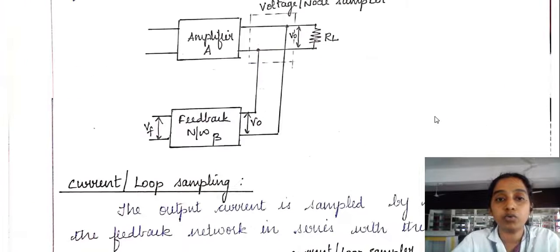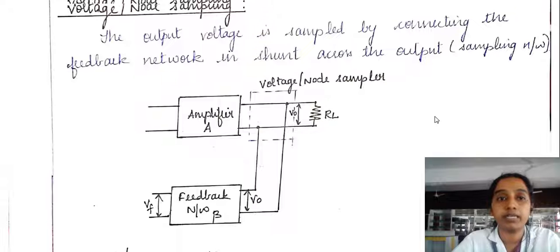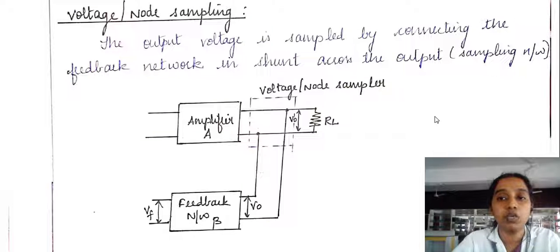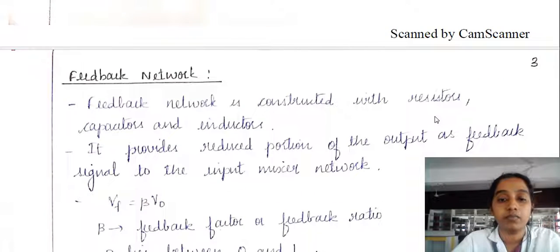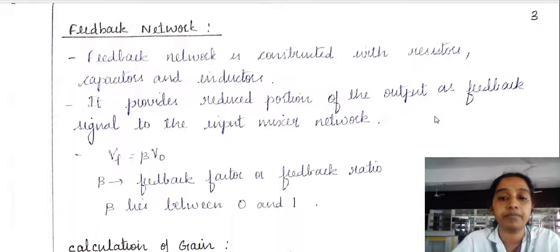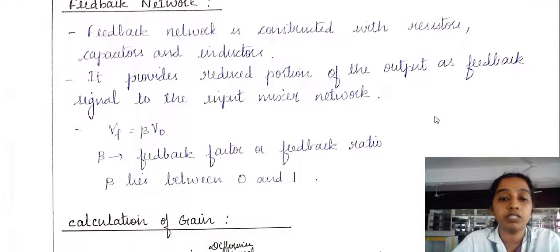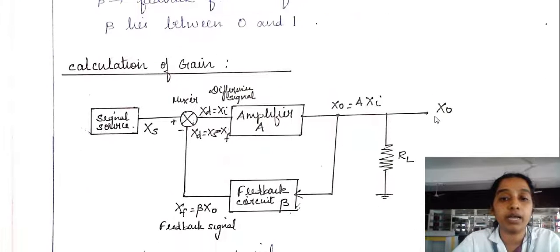So if you note properly, the voltage sampling uses the connection shunt in the sampler and uses connection series in the mixing. What is the feedback network? Feedback network can be constructed using resistors, capacitors, inductors, and we have a feedback factor or the feedback ratio beta which lies between 0 and 1.